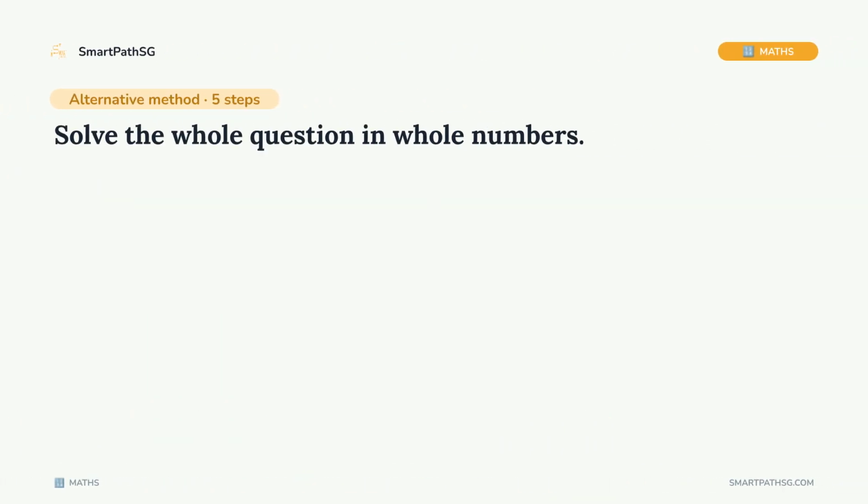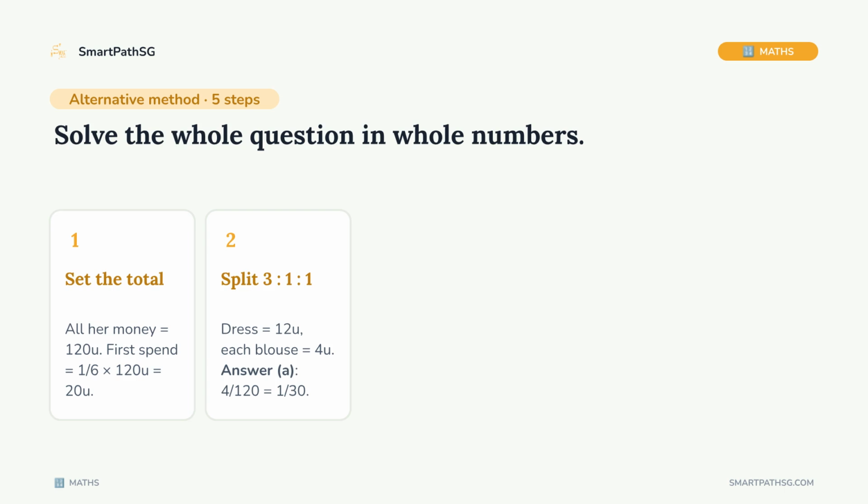Alternatively, the entire question can be solved in whole numbers. First, pick a total that divides cleanly by 6, by 5, and by 4. 120 units works, so let total money equal 120 units. First spend equals 1/6 times 120 equals 20 units. Step 2. Split 20 units as 3-to-1-to-1, so dress equals 12 units, and each blouse equals 4 units. Answer to Part A is 4 divided by 120 equals 1/30. Step 3. Remainder equals 100 units, so watch equals 3/4 times 100 equals 75 units.